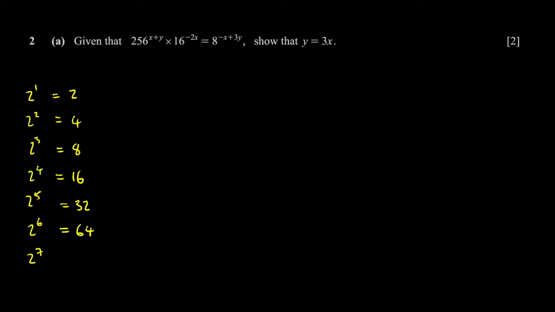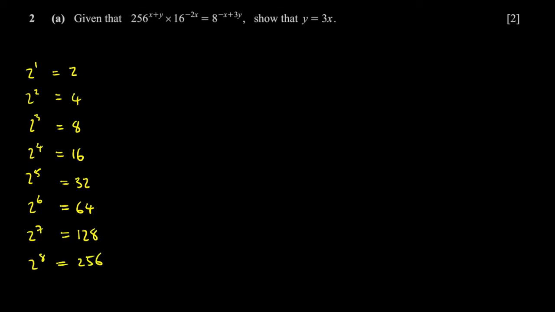Hopefully what you should notice is that all of these numbers, 2, 256, 16, and 8, are all of base 2. So we want to write each of these in terms of base 2. If you're not sure about that, we can just start writing 2 to the power 1, 2 to the power 2, 2 to the power 3, and so on. 2 to the power 1 is 2, and as I keep going up in powers, I'm just doubling: 4, 8, 16, 32, 64, 128. So 2 to the power 8 is going to be 256. All right, so I've got all the powers I want there.